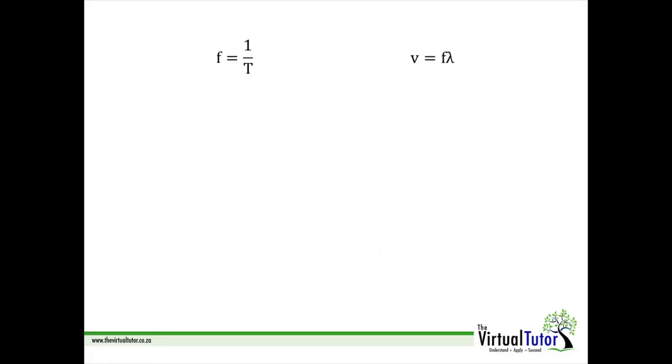While it is difficult to measure the wavelength and the period of a sound wave, we can measure the frequency. We also know the velocity at which sound moves in various media, and we can use these equations to calculate the period and the wavelength of a particular sound wave.